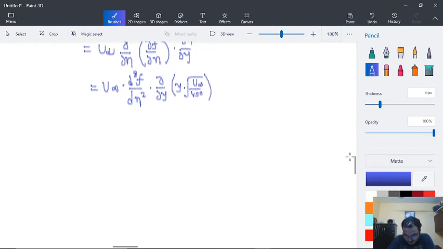So the final answer that comes over here is, and obviously this value, we will see that again. Let us write down first u infinity into, we will first differentiate this portion, that is u infinity divided by nu into x, into the differentiation that we are getting over here, that is d²f over dη², which was at y equal to 0.